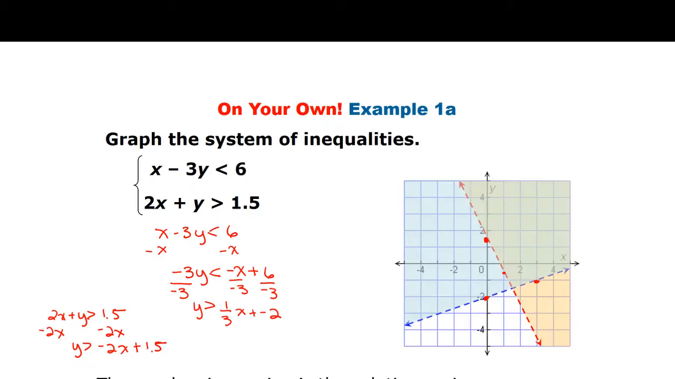And again, we need to take points to check them all. I'm not going to do everything, but I'm going to choose some points here. Let's choose a 0 here. 0 minus 0 is indeed less than 6. But let's look at this one. 0 plus 0 is greater than 1.5? No, and that's why we see that it is not in the overlapping region.